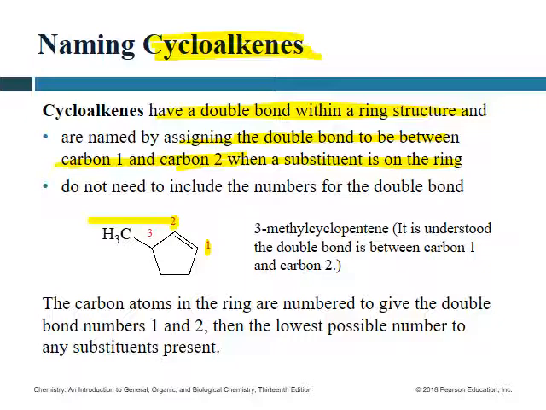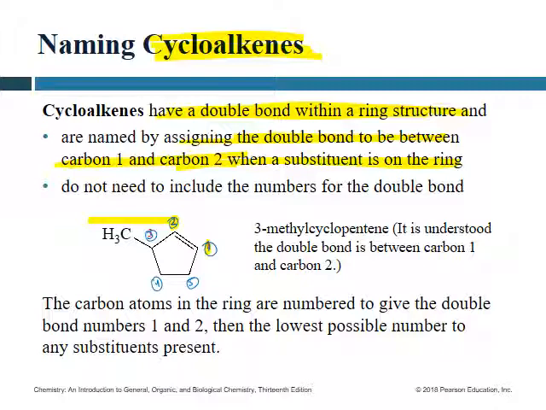And we know that it has a double bond. So this is a cyclic structure and this is alkene. So this is a cycloalkene. And what is the rule? This double bond always gets carbon number 1. So I'll do carbon 1, 2, 3, 4, 5.